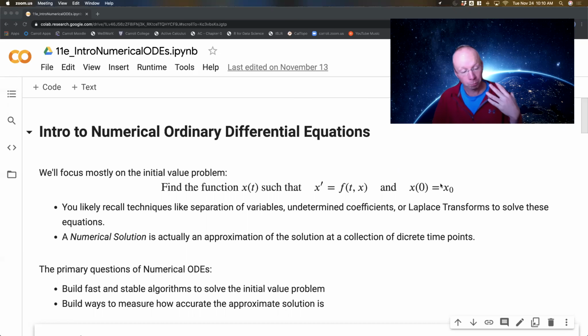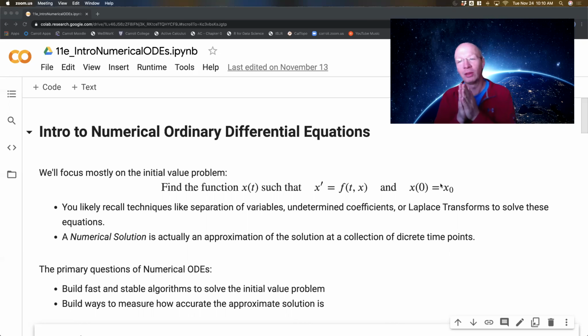Now, when you took a differential equations class, or maybe you're taking one right now, you studied techniques like separation of variables, undetermined coefficients, Laplace transforms, all these other techniques to find the function x of t that actually does the job. A numerical solution says, forget it, I'm not going to find the algebraic form of the function.